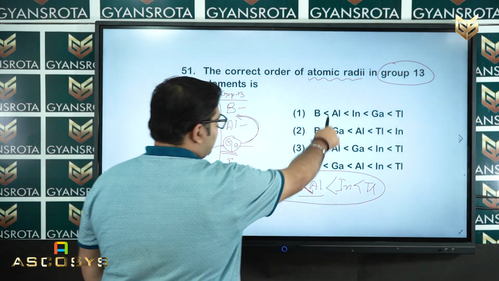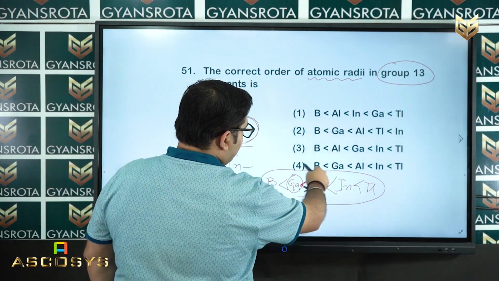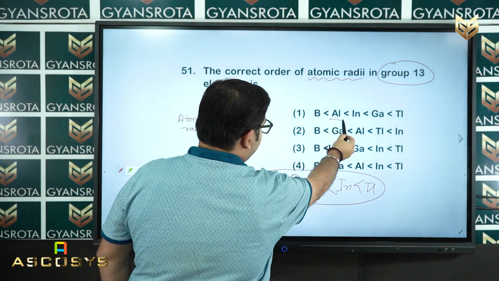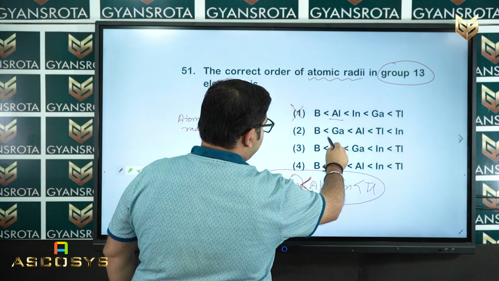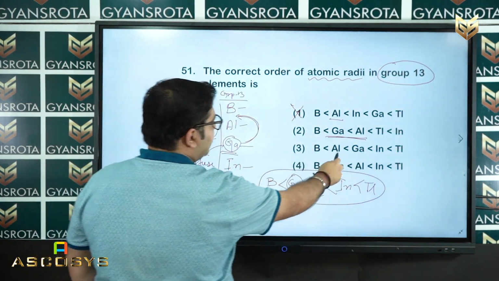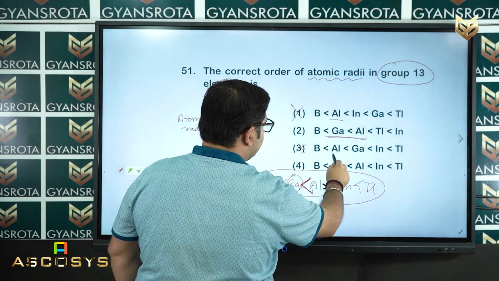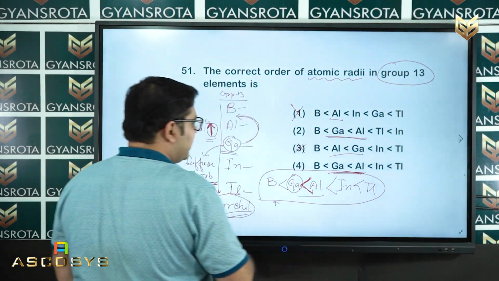Now, if you see in your option number aluminum, here no, this is not possible. Now, here see gallium is smaller than your aluminum. So, might be this one. Now, here also it will be neglected, and here also see, gallium is smaller than aluminum.